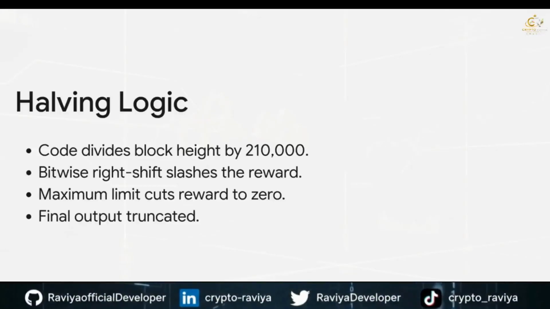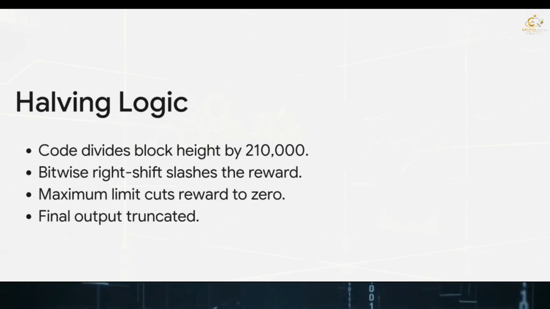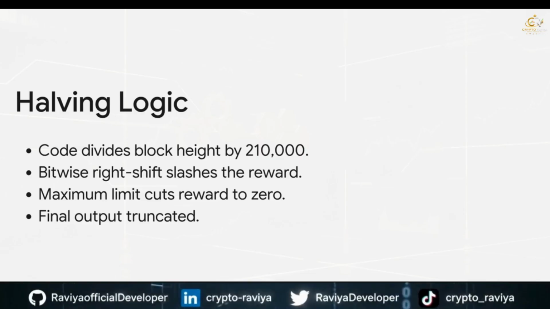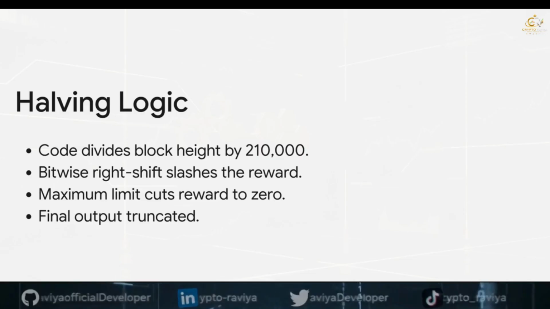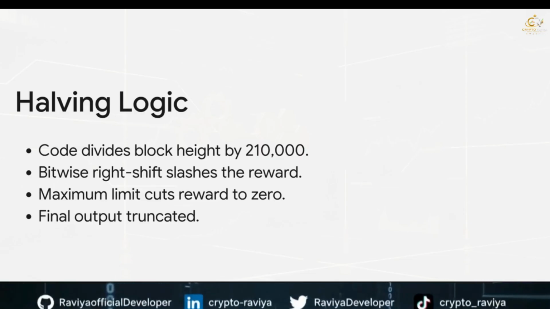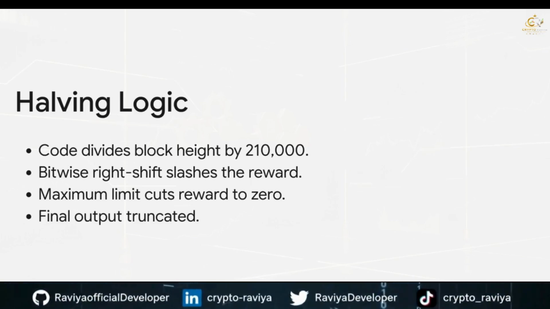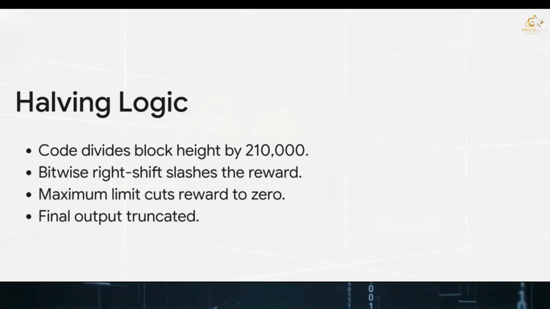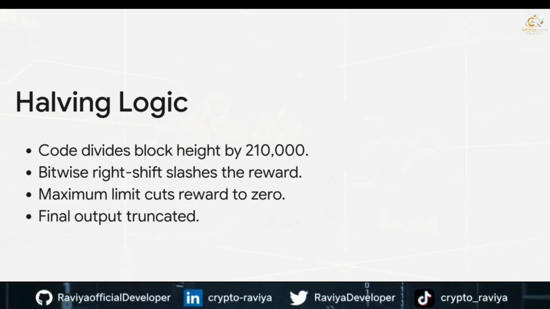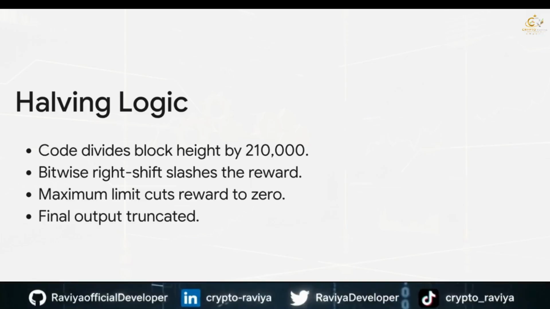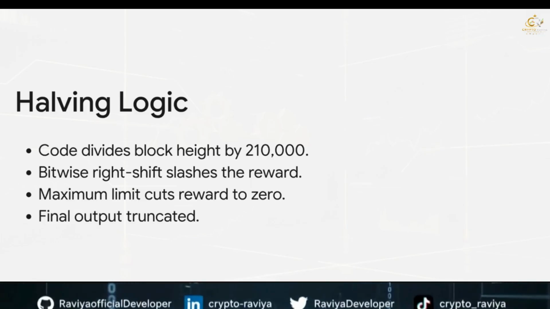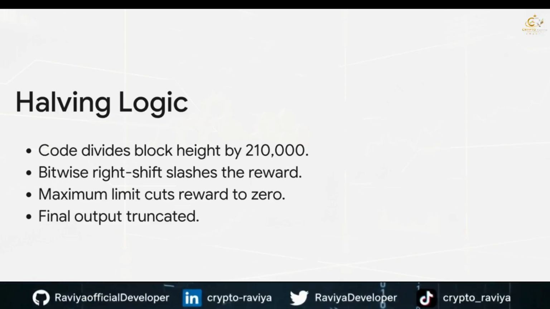All right, let's look under the hood at what this programmatic logic actually does. The code takes the current block height and divides it by 210,000. That tells the system exactly how many halving eras we've entered. Then, using a really clever process called a bitwise right shift, it programmatically slashes that block reward in half. And there's this maximum limit parameter built right in that ensures after 64 shifts, the reward drops to absolute zero. Any fractions of a Satoshi just get truncated and discarded.